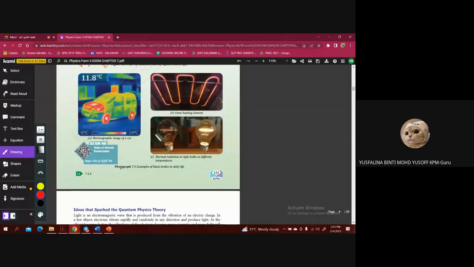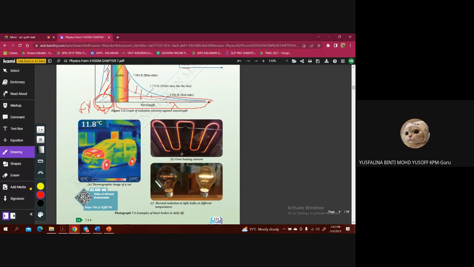So whenever you pass by, say if your body is in a hot condition, it will look red, right? So that is also an example. And this is the oven heating element. You can see inside your oven, there's a coil there. That one is used to heat the oven.